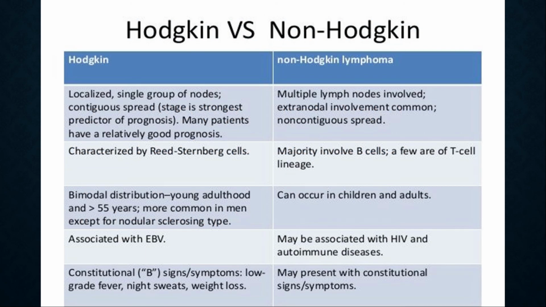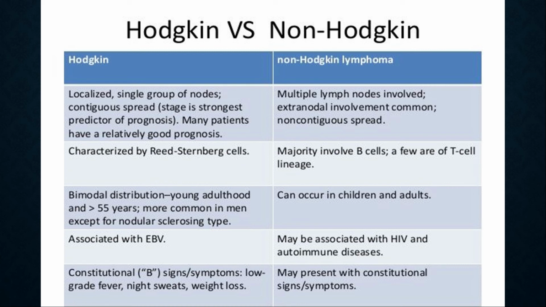This is a slide where there is a summary and a comparison between the Hodgkin and non-Hodgkin lymphoma. It highlights a few points. Hodgkin is mainly a disease involving the lymph nodes, while the non-Hodgkin involves extranodal sites. The pathognomonic feature of Hodgkin is the presence of the Reed-Sternberg cell in the lymph nodes. Hodgkin has bimodal distribution occurring in young adults and those more than 55 years. Non-Hodgkin lymphoma can occur in children and adults.